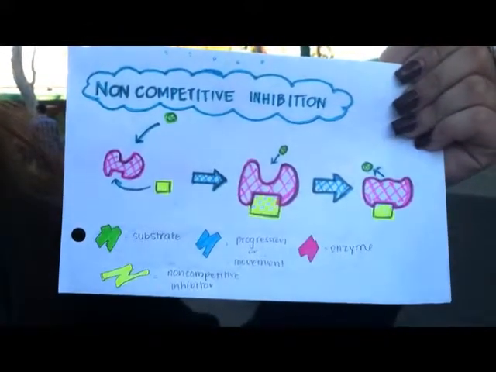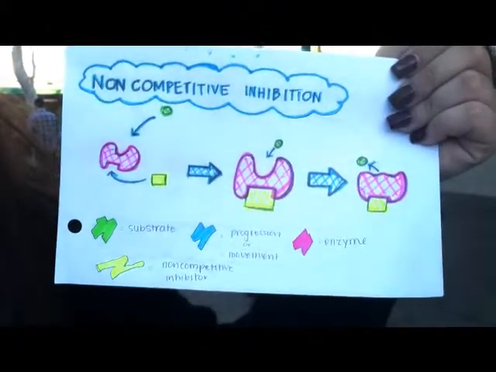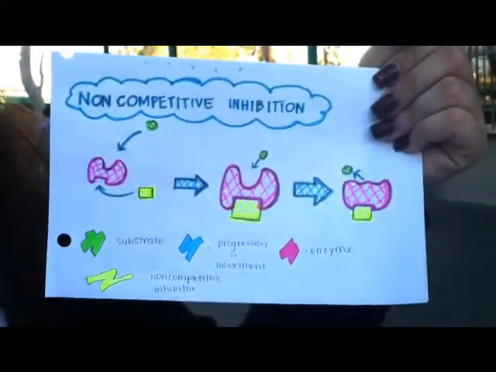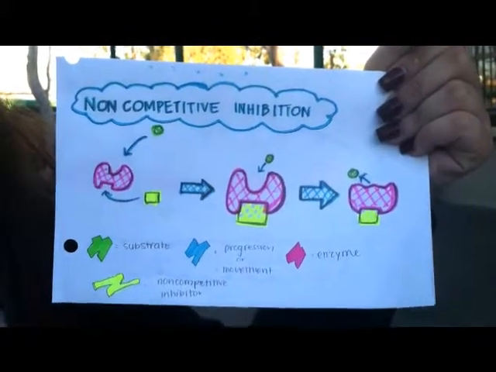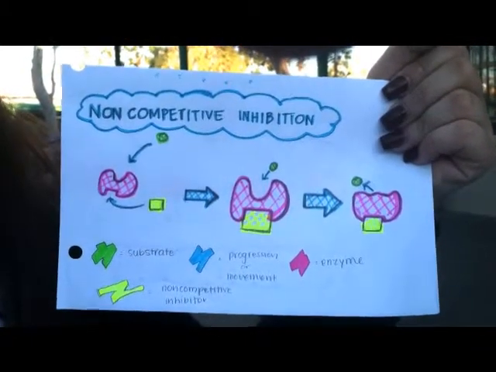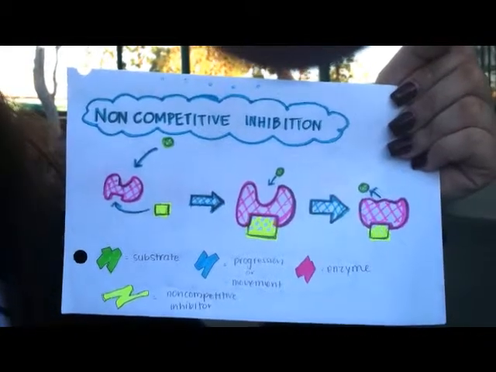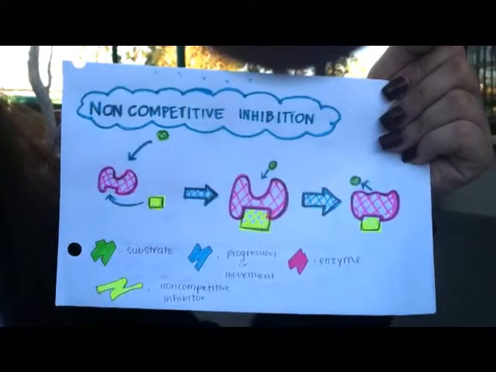In non-competitive inhibition, an inhibitor binds to an allosteric site on an enzyme and temporarily changes the shape of the active site, which prevents substrates from binding to it. For example, the amino acid alanine non-competitively inhibits the enzyme pyruvate kinase. In non-competitive inhibition, the inhibitor doesn't directly block the active site, but it indirectly stops reactions from taking place.